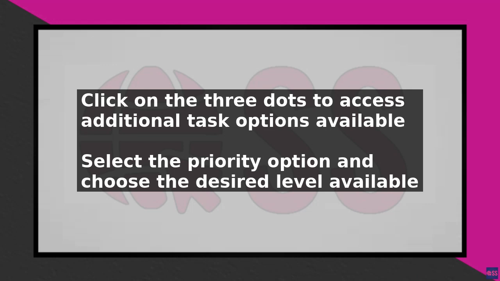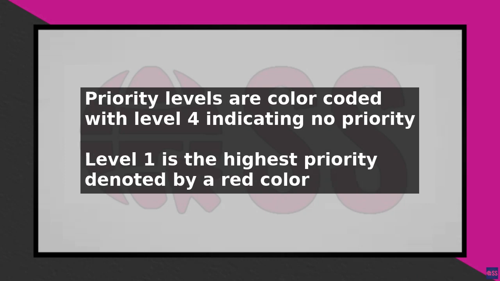Navigate to a project and select a task that requires a priority level adjustment. Click on the three dots next to the task to access additional options, such as adding a task above or below, editing, setting a due date, or assigning a priority level.